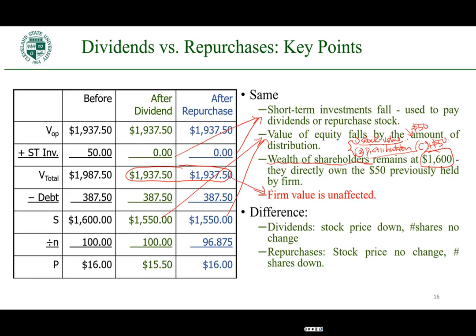But what are the differences? As we mentioned in the previous slides, for dividends, the price went down by the amount of dividend per share, and the number of shares outstanding doesn't change. How about for repurchases? It's the reverse. Stock price went down for dividend, but it remained the same for repurchases. And the number of shares outstanding remains the same for dividend, but it went down for repurchases. So this page summarizes the differences of dividends and repurchases.